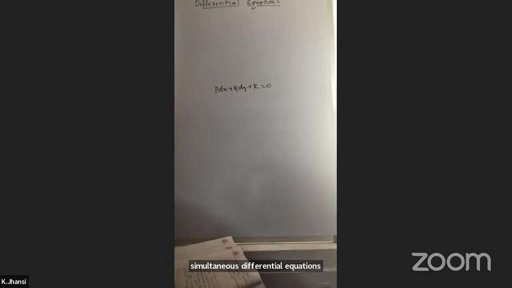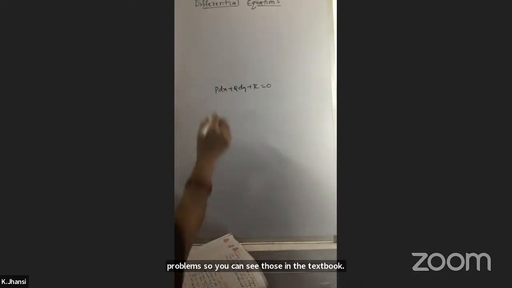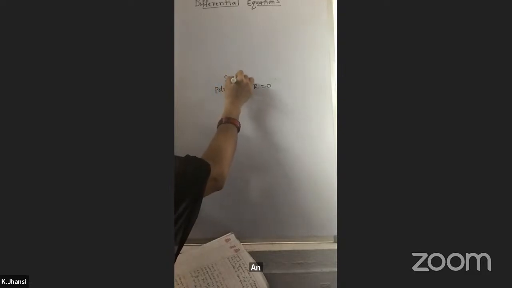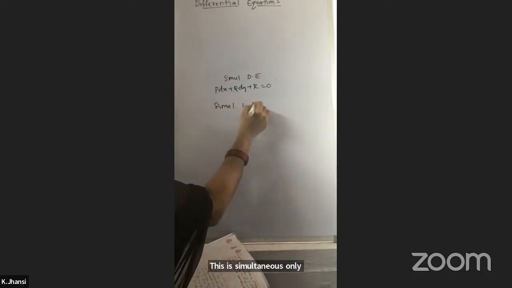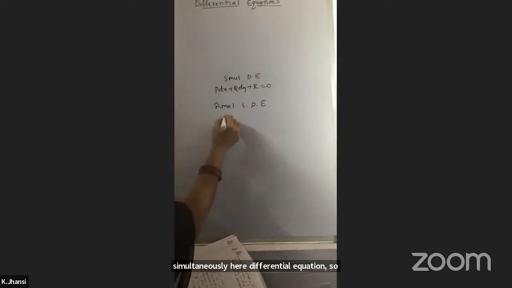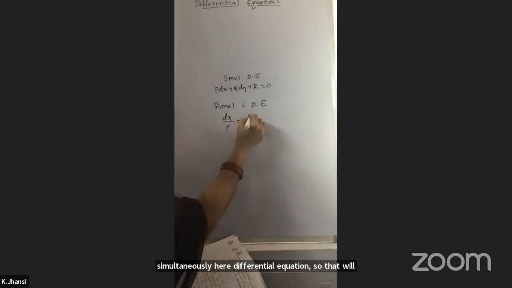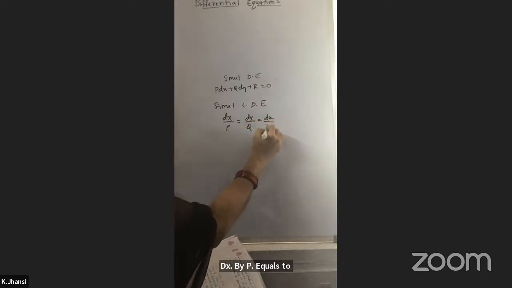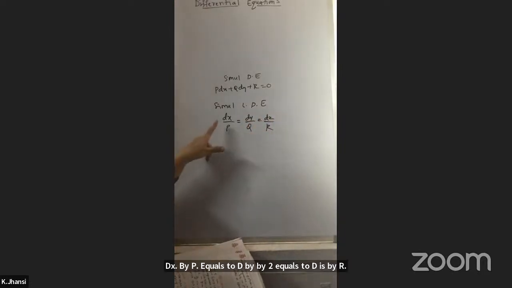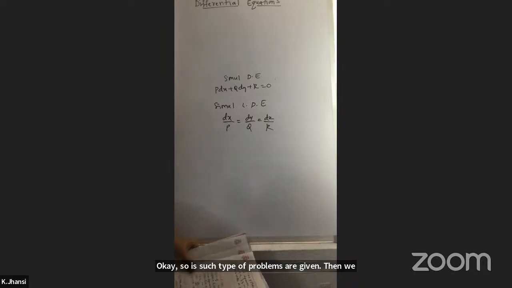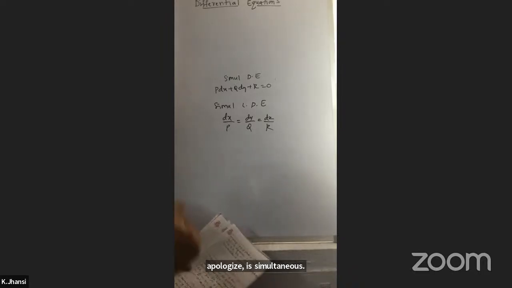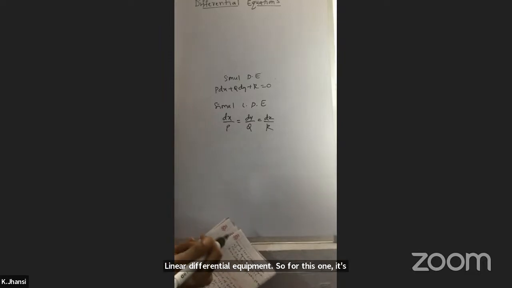In this, different methods are there for solving the problems. You can see those in the textbook. And the next one is the simultaneous linear differential equation. This is a simultaneous differential equation. The simultaneous linear differential equation will be of the form dx by P equals dy by Q equals dz by R. If such problems are given, then we call it simultaneous linear differential equations. For this one, the same steps will be there for how to solve these problems.